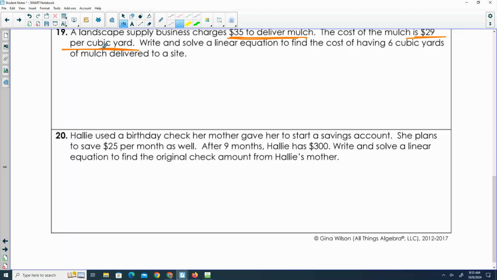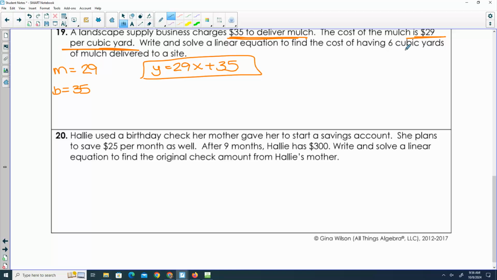No. How many times are you going to pay to deliver your mulch? Once. That's a one-time thing. But the $29 you pay repeatedly. So what have I given you? Y equals mx. The slope is your repeated amount, the 29. Your y-intercept is the one-time thing, the 35. So y equals mx plus b. All right, we have our equation.